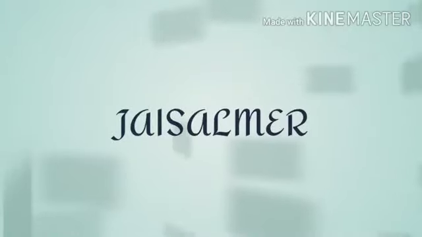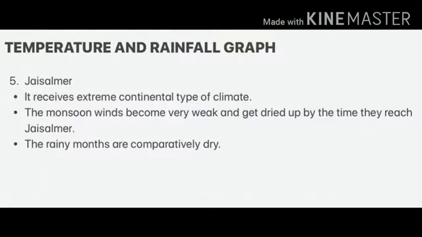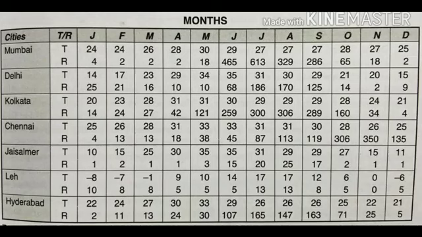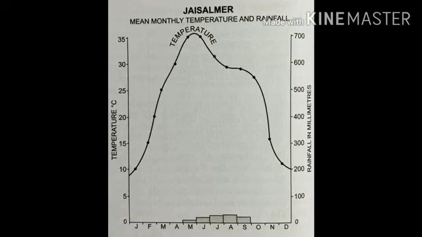Jaisalmer lies in the heart of the Thar Desert and is one of the driest places of the world. The extreme continental nature of climate is reflected in the large annual range of temperature and meager rainfall. The monsoon winds become very weak and get dried up by the time they reach Jaisalmer. As a result, the rainy months are comparatively dry and the remaining part of the year is practically without any rain. Next, let us talk about Leh.